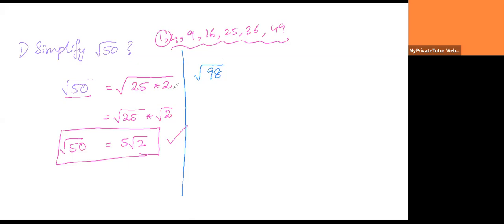Just a moment. Let's take 96, sorry. So 98 is not divisible, okay? So that's the simplest form. We can't simplify that. So that's why let's take 96. 96 is divisible by 4. Okay? So square root of 4 times, what is the number?